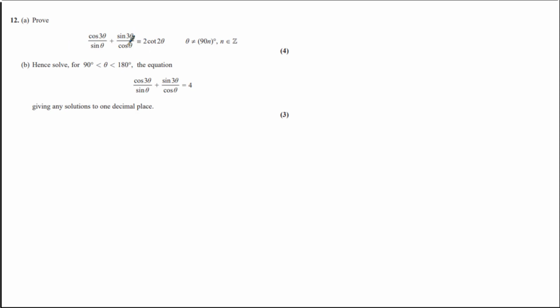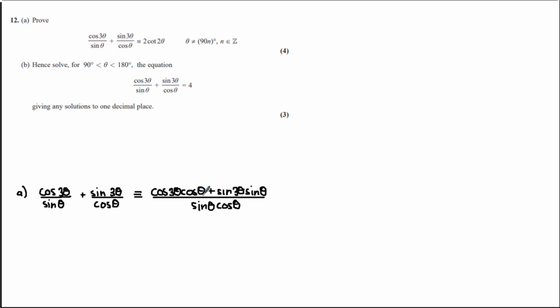In order to add these fractions, we of course need to achieve a common denominator. So that means we need to multiply top and bottom of this fraction by cosine of theta, and multiply top and bottom of this fraction by sine of theta, giving us that this sum here, cosine of 3 theta over sine of theta plus sine of 3 theta over cosine of theta, is equivalent to cosine of 3 theta cosine of theta plus sine of 3 theta sine of theta all over sine of theta cosine theta. The first thing I'd look at is, are there any cancelling terms now that we've added the fraction? It doesn't appear so.